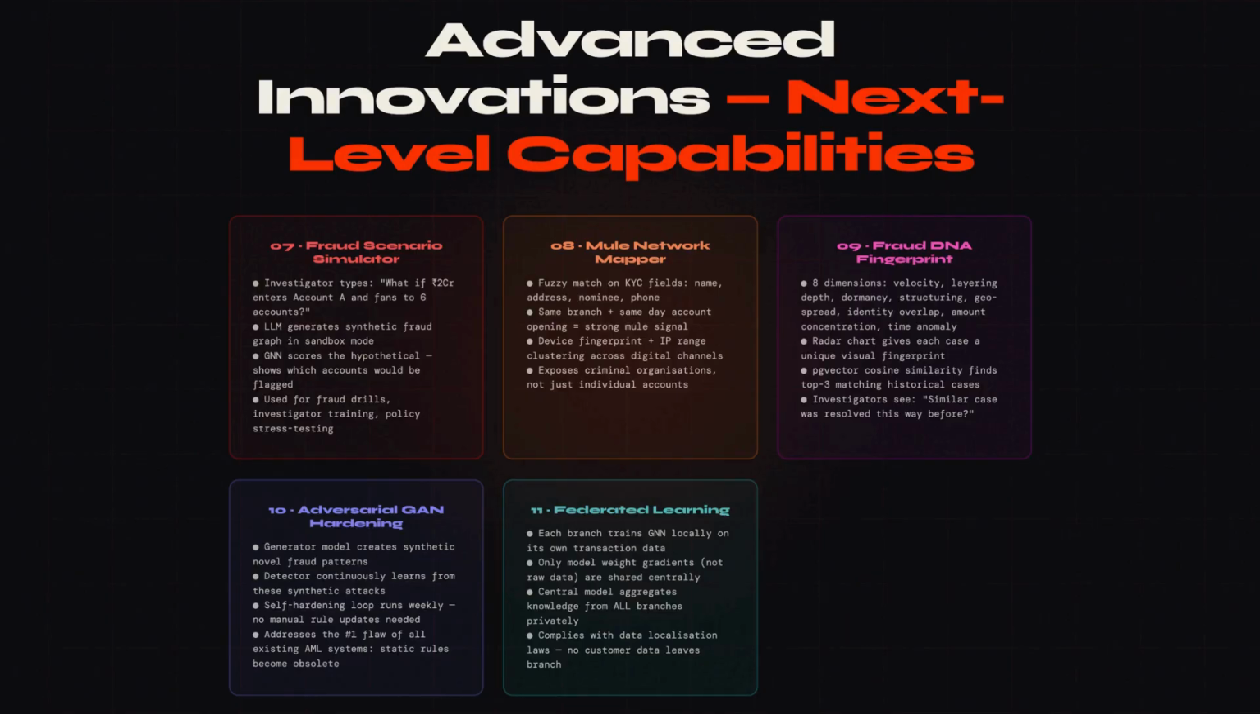Innovation 7 through 11 are where we go to the next level. A fraud scenario simulator: investigators can ask what-if and watch hypothetical fraud propagation play out in real time. A neural network mapper that reveals criminal organizations, not just accounts. Fraud DNA, a visual fingerprint of each case matched to historical archetypes. Adversarial GAN hardening, where the system trains against synthetic new fraud every week so it becomes an obstacle, and federated learning across branches. Every branch learns from every other branch without a single byte of customer data leaving the branch.